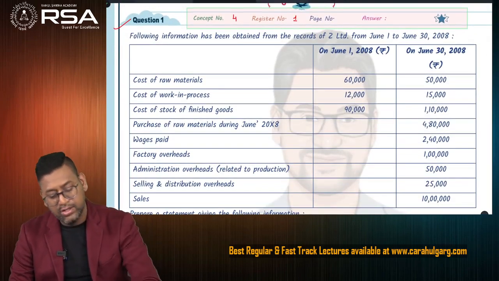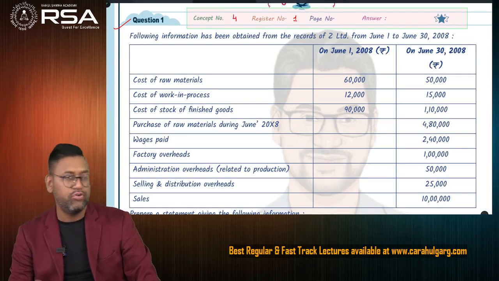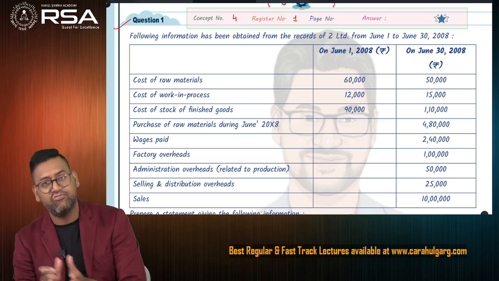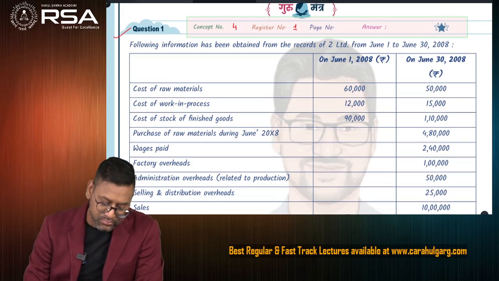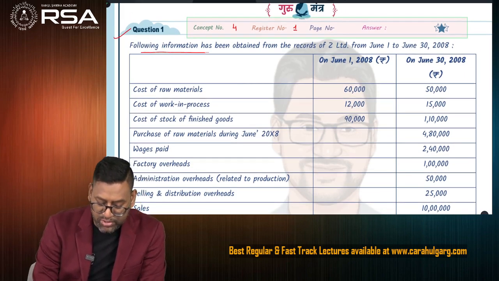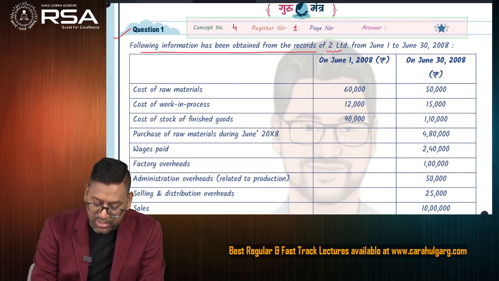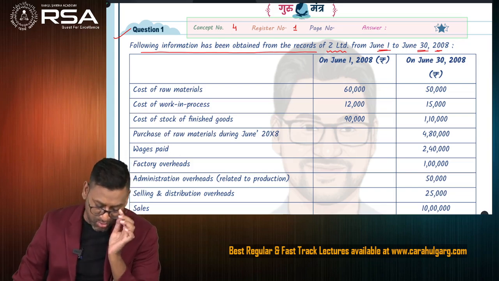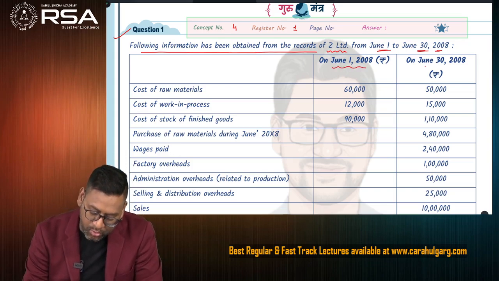What is the methodology of doing the question? First of all, we have to read and understand the question very carefully. After that, we shall go to solve it. Okay. So it says the following information has been obtained from the records of Z Limited from June 1 to June 30th, 2008. So it's information of 1 month. Okay. On June 1 and on June 30.